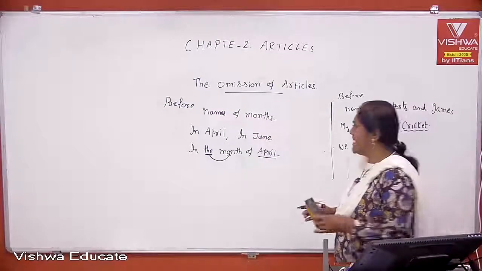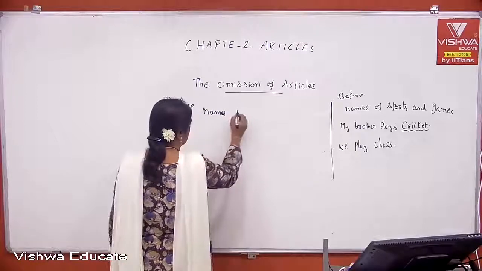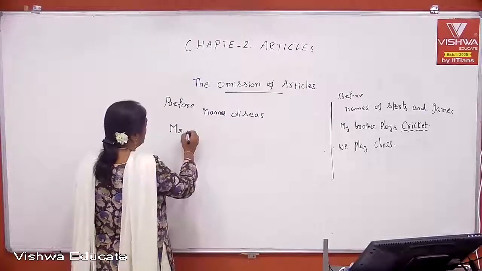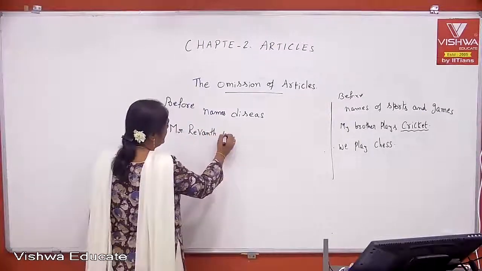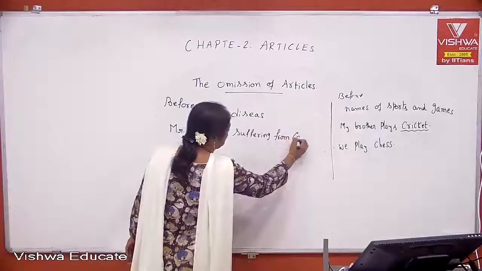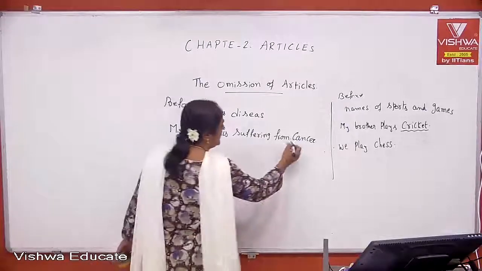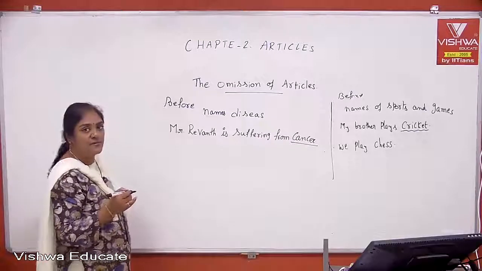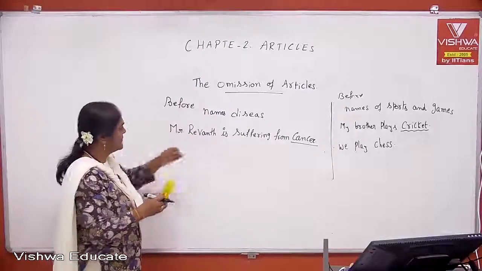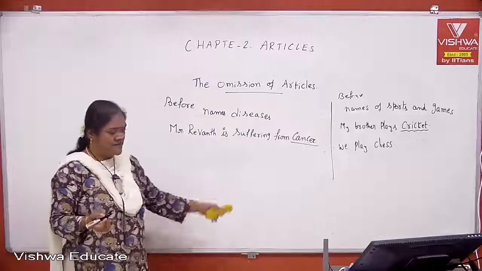Okay? Now, we do not use articles before the names of diseases. For example, Mr. Ravens is suffering from cancer. Look at this, there is no article before cancer because it is the name of a disease. We can write a few more diseases, any disease. All right, please make a note.